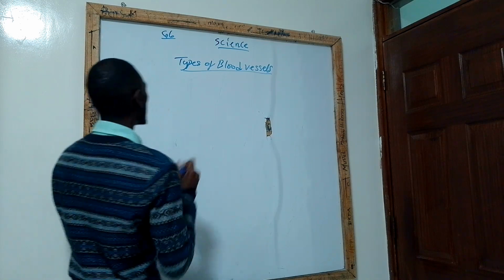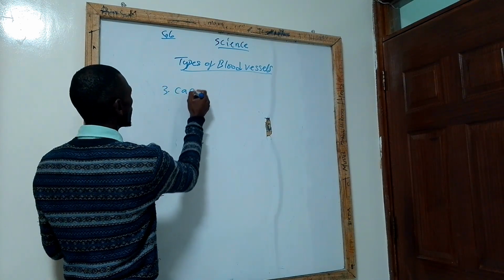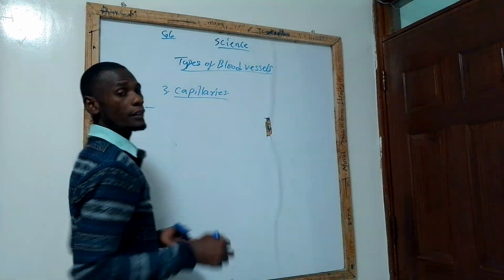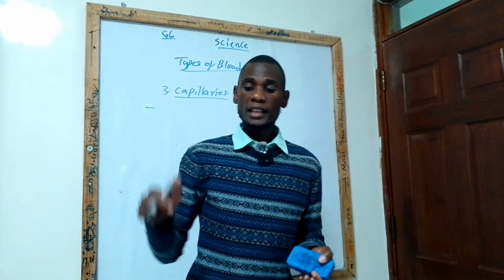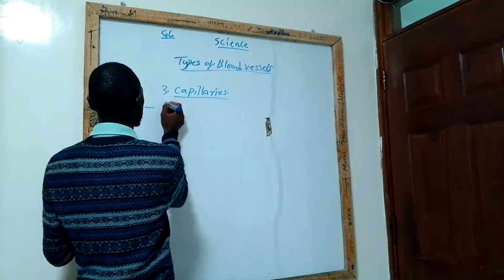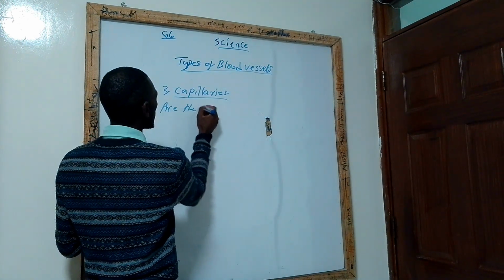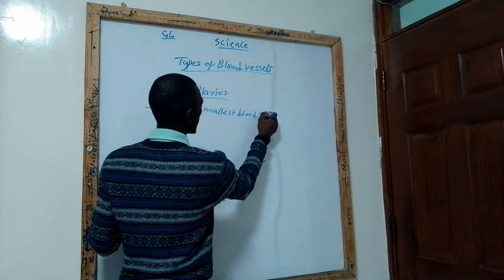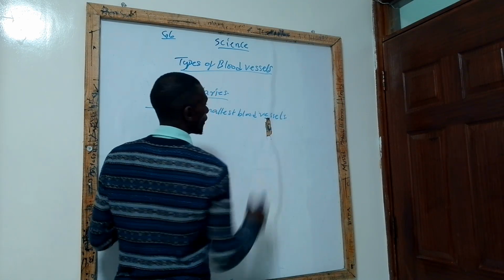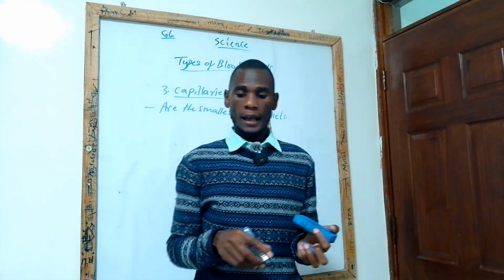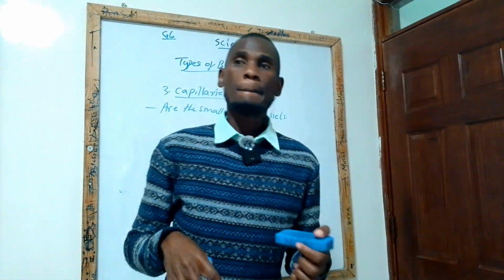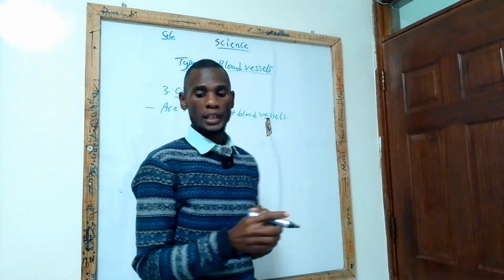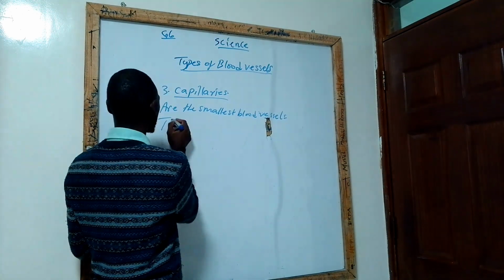So the third one is the capillaries. Now, the first thing you have to know, these are the smallest blood vessels. They are very small. Another thing, they are found on the surface of the body tissues. So they connect the arteries and the veins.